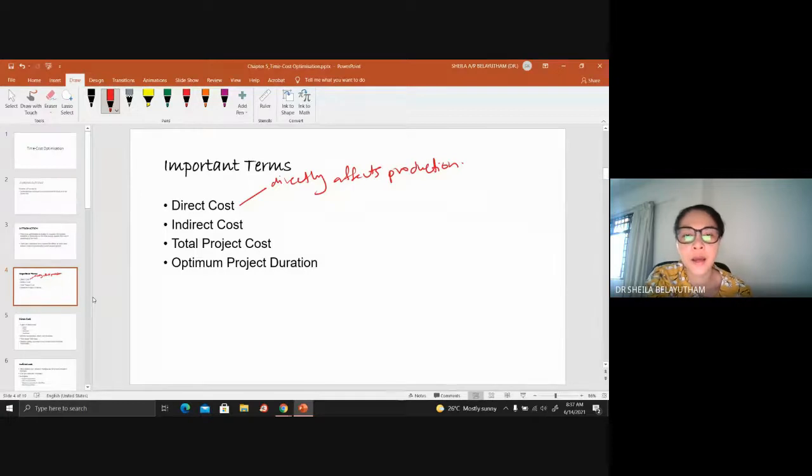Other direct costs are such as machinery and material. Those are directly involved with the on-site production. So basically, it relates to productivity.